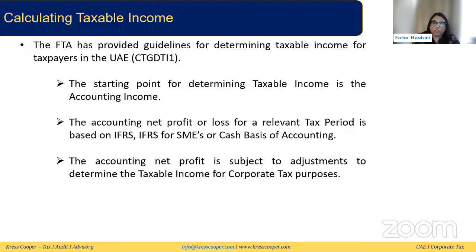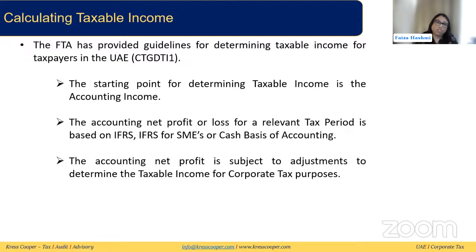Now, the accounting net profit or loss for the relevant tax period in the financial statements can be based on IFRS for SMEs, or the cash basis of accounting. This depends on certain thresholds given under the law. For example, if your revenue is less than 3 million, you can go for the cash basis of accounting. If your revenue is below 50 million, you can use IFRS for SMEs. If your revenue is more than 50 million, then you have to go for full IFRS, and you have to get your financial statements audited as well. If you are a UAE company, you need to get it audited by a UAE registered auditor. So these are some of the conditions in the law, and according to that, these financial statements are prepared.